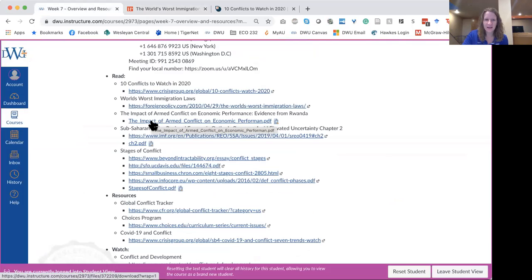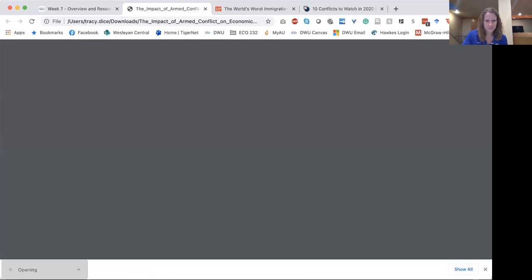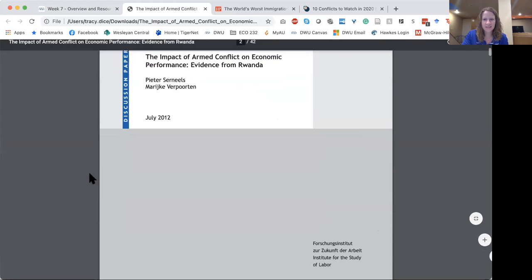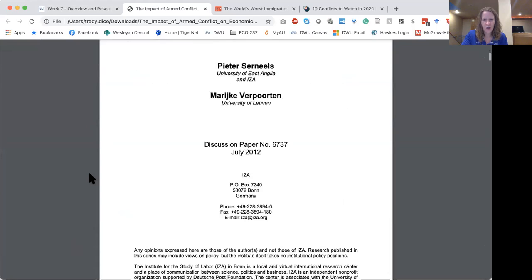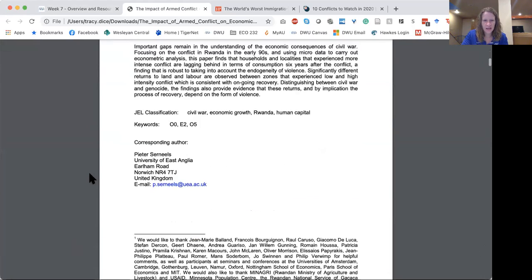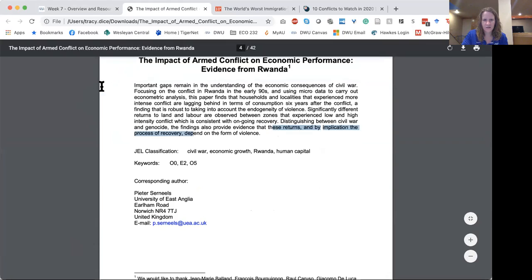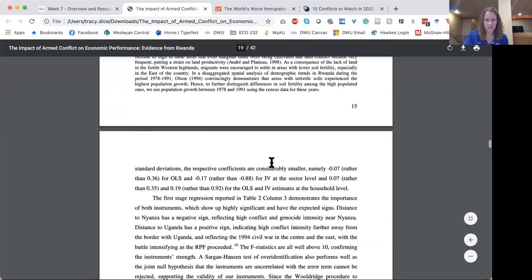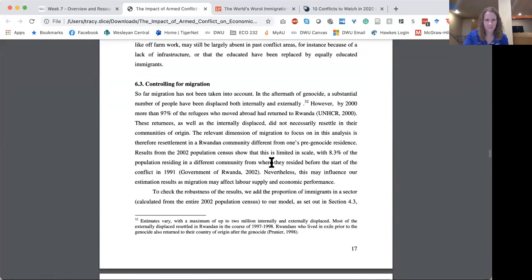We've got the impact of armed conflict on economic performance, and this is evidence from Rwanda. So this is just a PDF of an article that was found in Journal of Conflict Resolution from January of 2010 again. Since this is a journal article, it's fairly long. What I want you to concentrate on is reading the abstract, which is right there, and then going to the end and looking at the conclusions and reading what they conclude in this article.